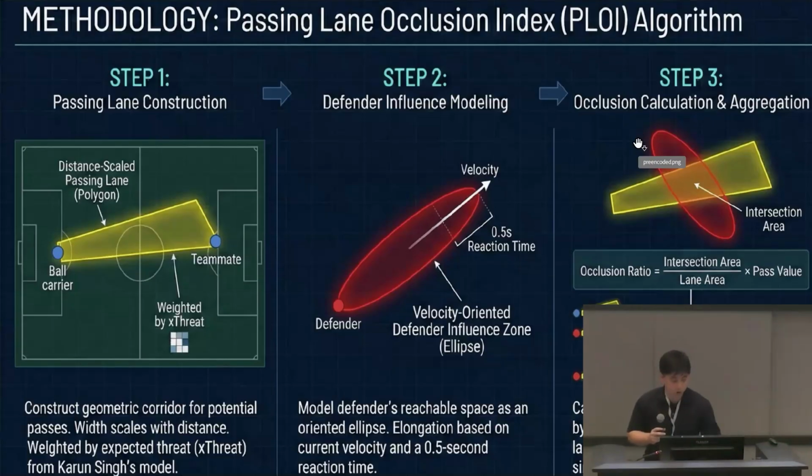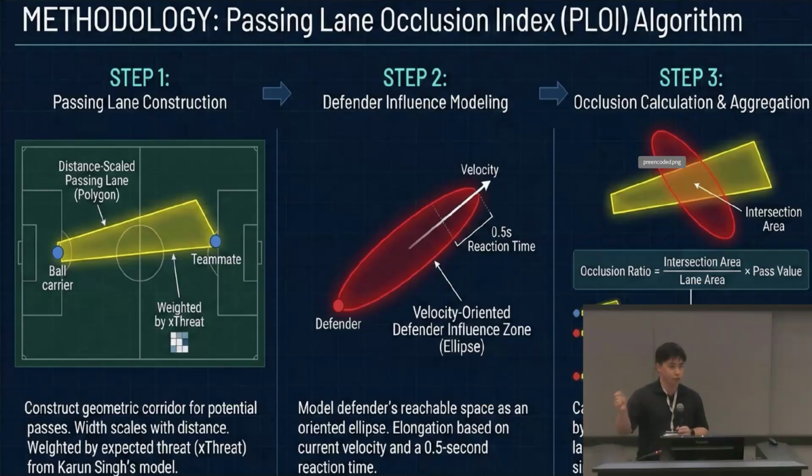So PLOI is a frame-by-frame pipeline with 3 moving pieces. First, we build the passing lanes, then model the defender reach, and then score what that overlap is. Step 1, passing lane construction: for every frame where a team has settled possession, we take the ball carrier and generate potential passing corridors to each plausible teammate.